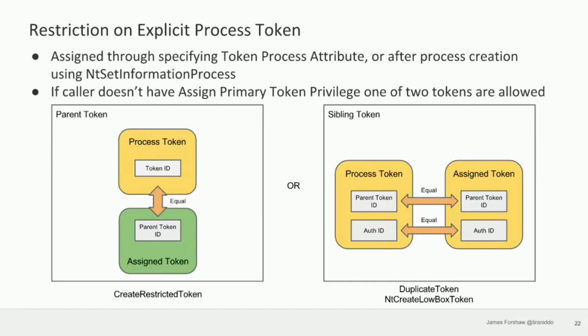Now, unless you have privilege to do so, you've actually got only a limited set of tokens you can assign, and that's related to its parent or sibling token relationship. And if you don't have that relationship, you can't assign it if you have no privilege. And so this allows you to do things like sandbox creations. You can create a restricted process, but you can't create a system process just because you've got access to a token.